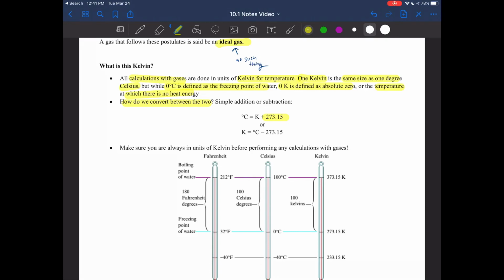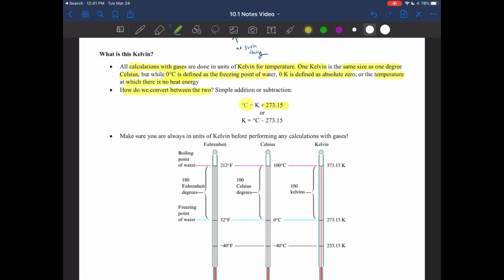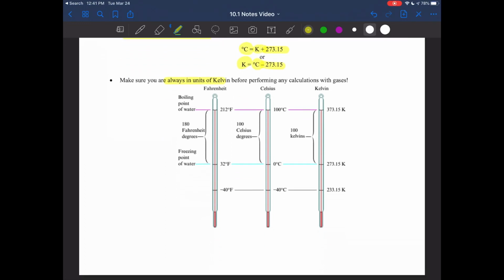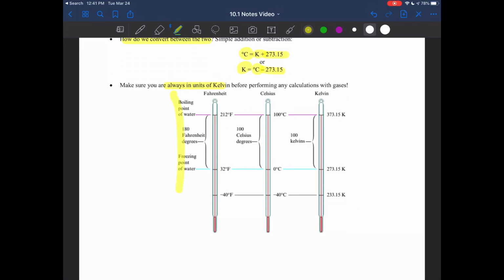So how do you convert between the two? It's just simple addition or subtraction. If you want to get degrees Celsius, you take the Kelvin that you have and subtract 273 from it. If you want to get to Kelvin from degrees Celsius, you take the amount of degrees Celsius that you have and add 273. That's it. Now you just got to make sure that you're always in units of Kelvin before performing any calculations of gases. And we'll see examples of that in the coming weeks.